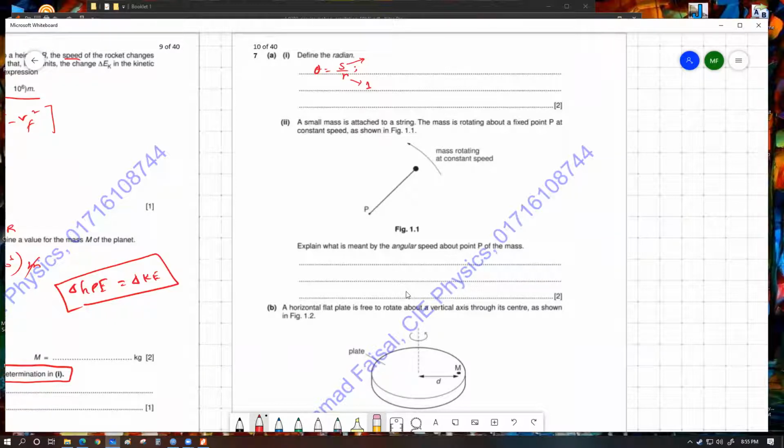It is the measure of angle subtended by the string at the center of the circular motion in unit time. So basically, they're asking us about angular speed. If we recall the formula, omega is given by theta over time. So angle subtended in unit time at the center by the string, which should be produced at the center. So that should come along as well.